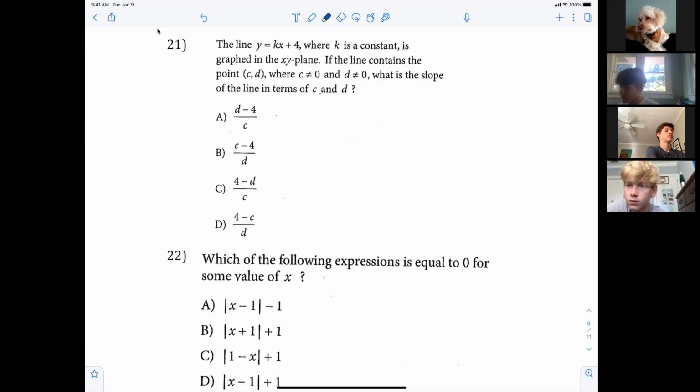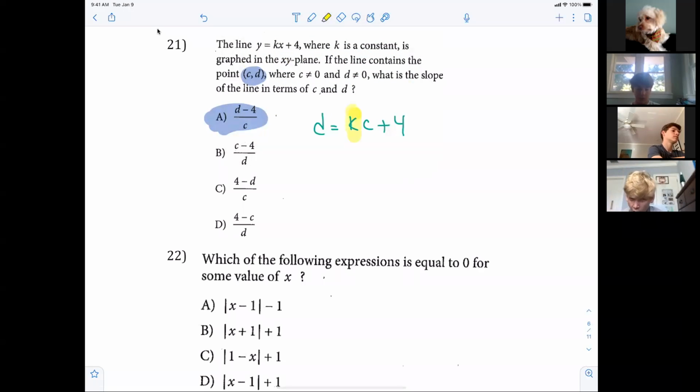21. Okay, this was trickier. What is the answer? A. Anybody else? Anybody need me to do some? Okay, so let me explain something. Whenever they give you a point, what should you probably do with the point? Plug it in. Right? So they give you the point C, D. C is x and D is what? So we plug that in. D equals K times C plus 4. Now, which letter is the slope? K is the slope. So what am I doing? Subtracting 4. And then what? Divide by C. That's equal to K. All right. Most of the time, kids have trouble with that just because they're not used to K being slope. Usually it's M. Right? Does everybody agree with that? Anybody have any issues? That's another SAT problem.